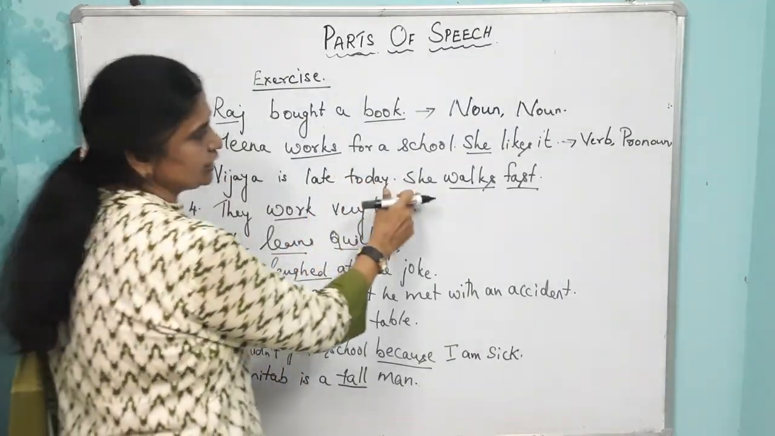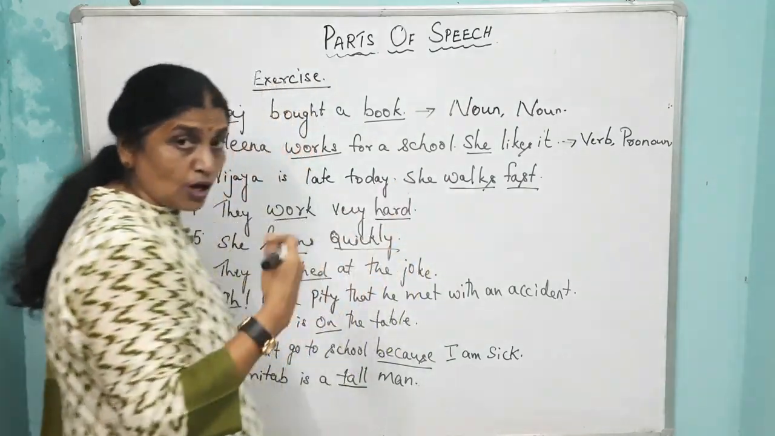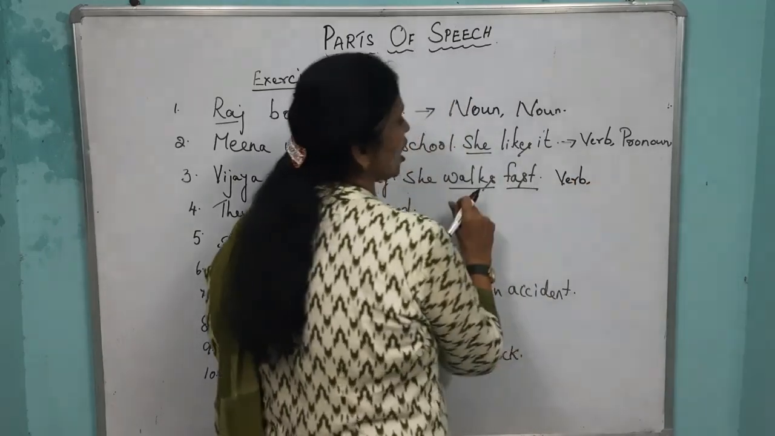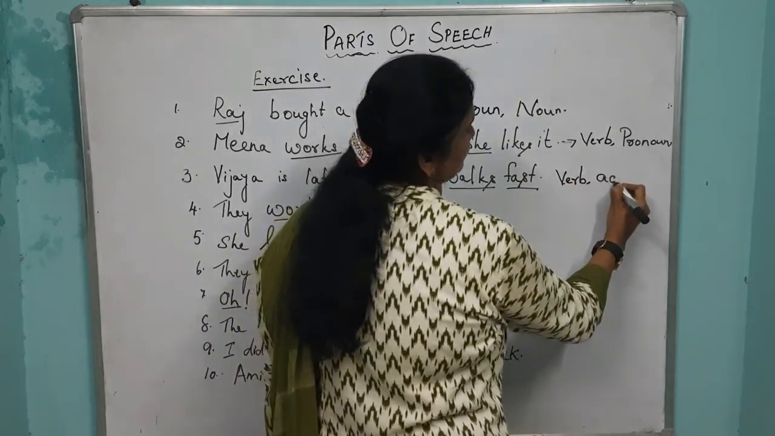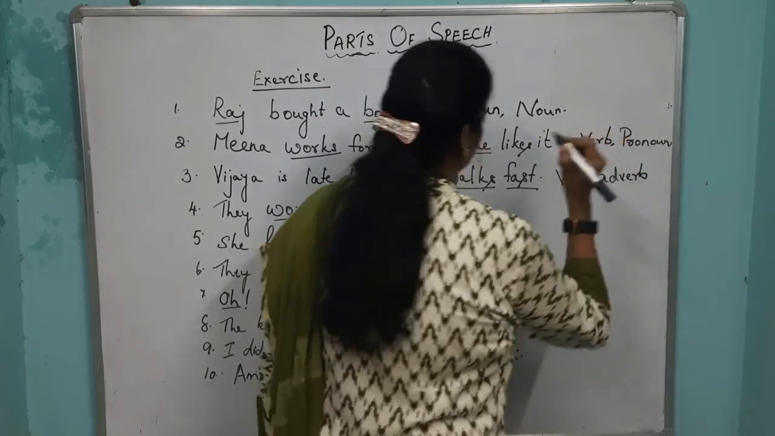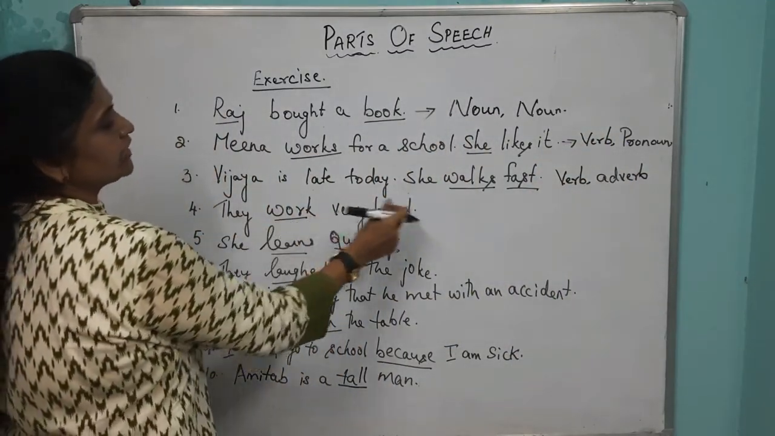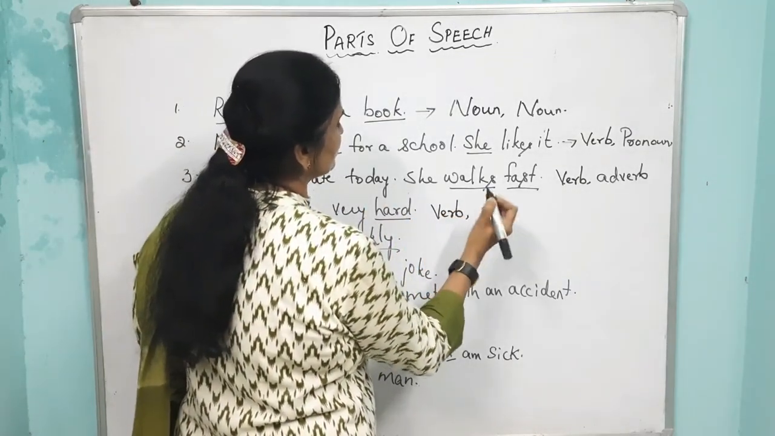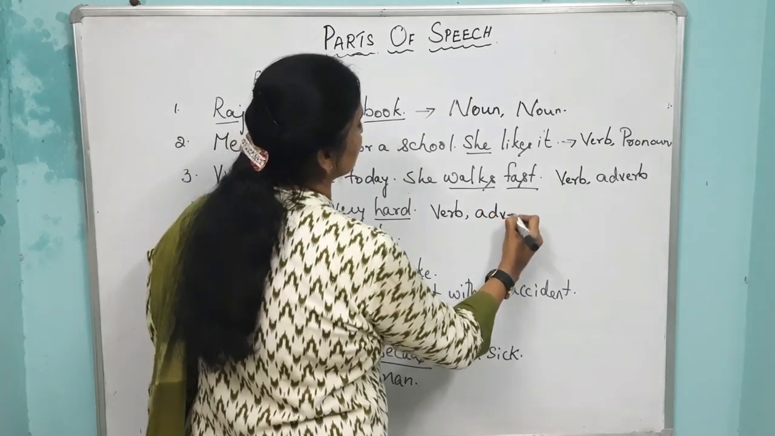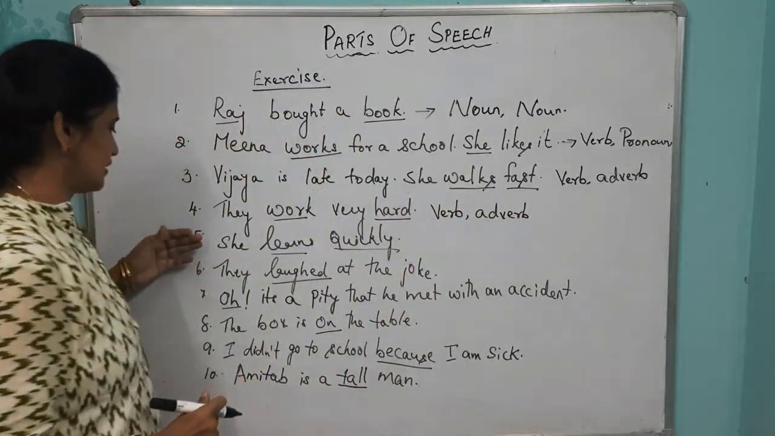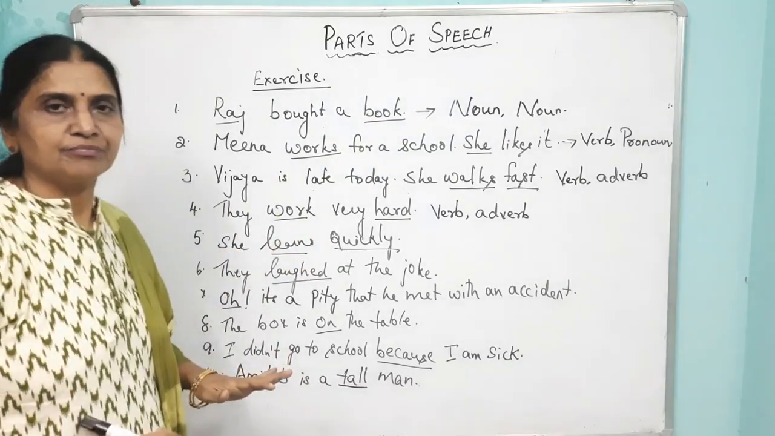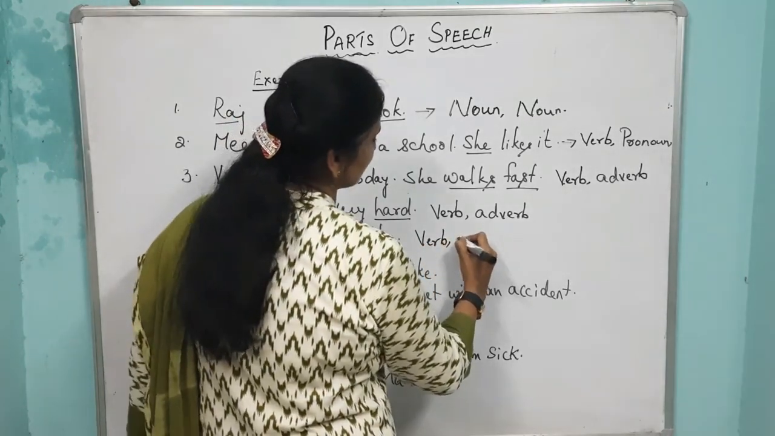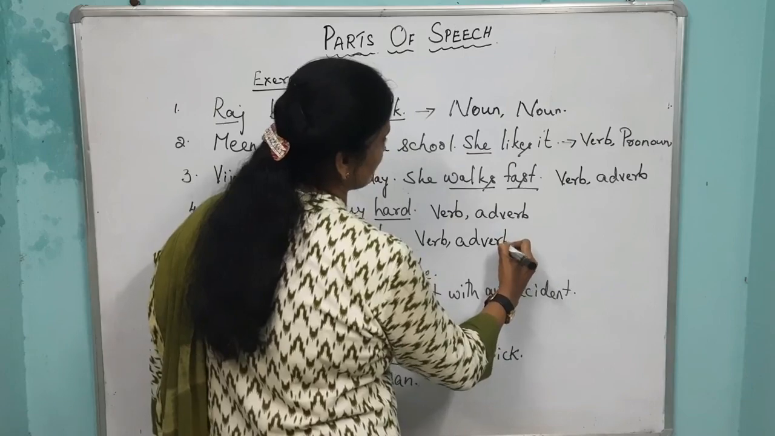Okay. Go to the third sentence. Vijaya is late today. She walks fast. What is walks? Walking, it's an action, so it is a verb. Second one, how does she walk? She walks fast. So, adverb. Okay. They work very hard. Again, the same thing. Working is a verb. How do they work? Very hard. So, adverb. You go to the next sentence. She learns quickly. What is learning? Yes, verb. How does she learn? Quickly. Again, it is an adverb.